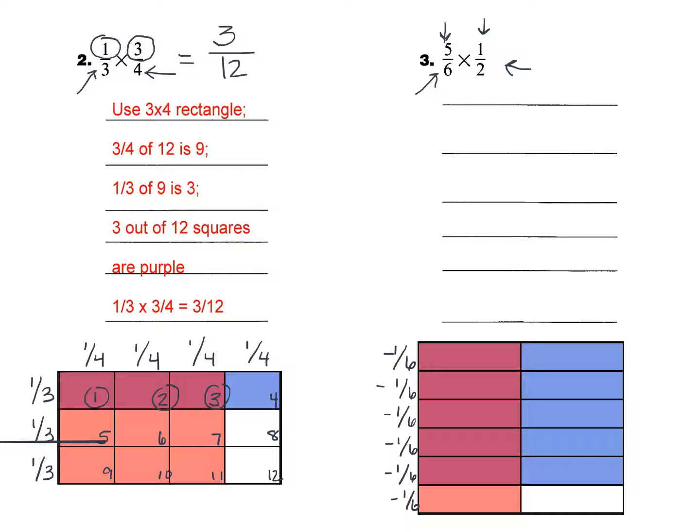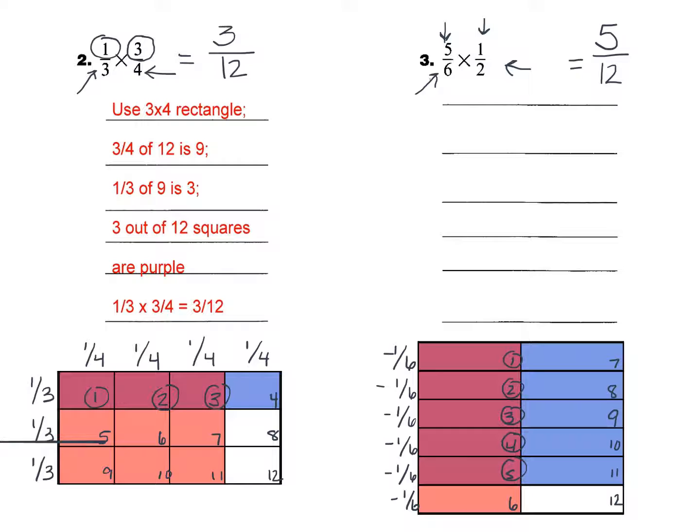Let's first see how many parts we have. 1, 2, 3, 4, 5, 6, 7, 8, 9, 10, 11, 12. So again, we have 12 parts. And we have 1, 2, 3, 4, 5 parts shaded in. So our answer is 5/12.